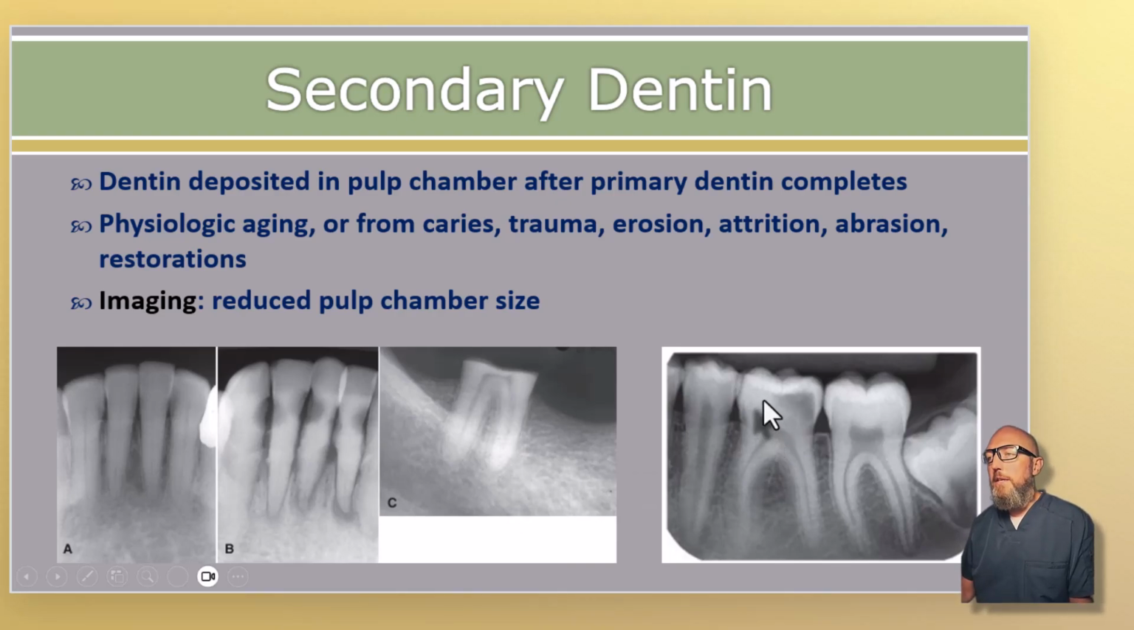And so what do we see here? We see this nice full mesial pulp horn, but where this large distal caries was, the distal pulp horn remineralized. And so that's secondary, or in this case, you may want to call it tertiary dentin laid down.